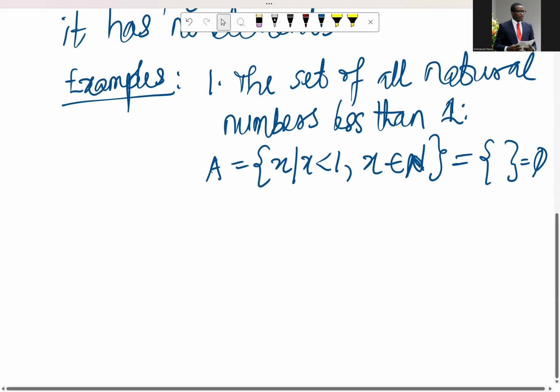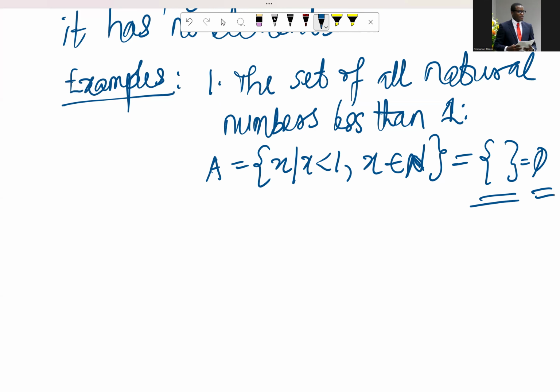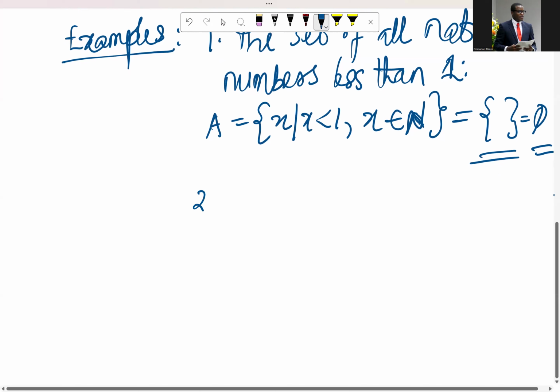Since there are no elements in it, it's an empty set, as you can clearly see right here. Because there are no natural numbers less than one, this set is an empty set. All right, let's go to the second one.